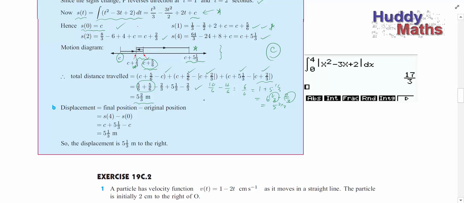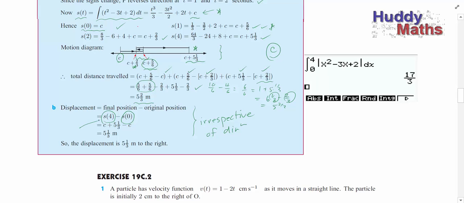Bit messy with c floating around. The displacement is the final position minus the original position. Total displacement in the 4 seconds. So it's S of 4, take S of 0. Now notice that this is irrespective of direction. Okay, we don't look at whether going up and back and up and back. We ignore all of that.